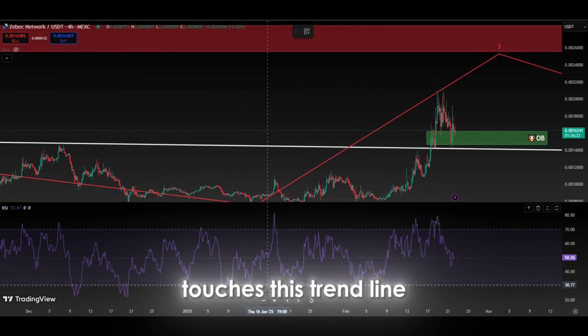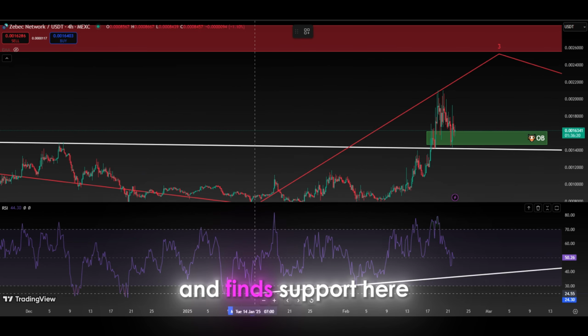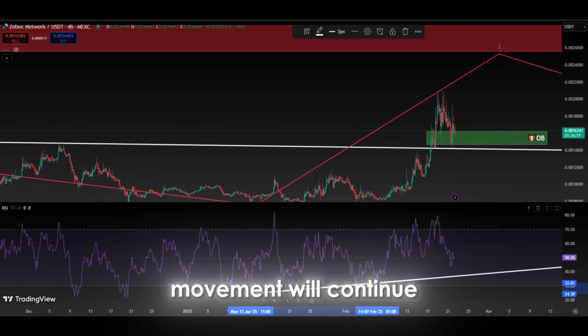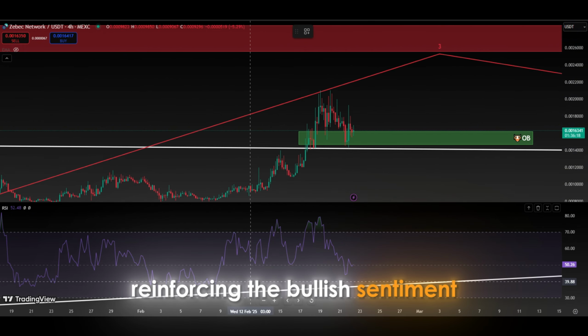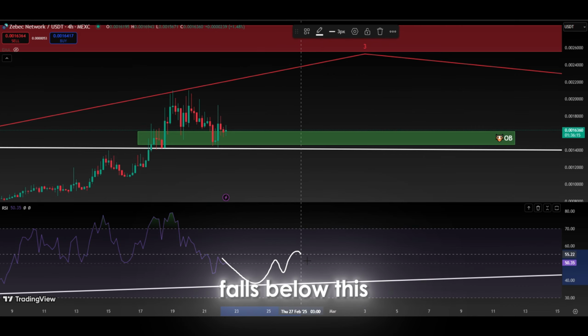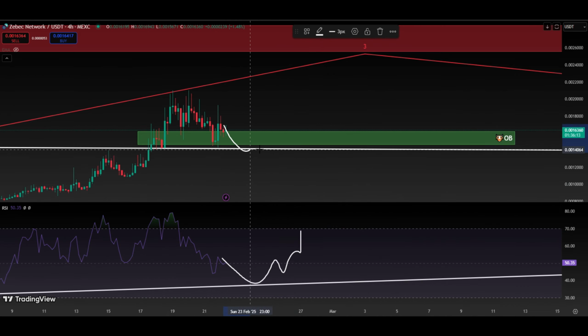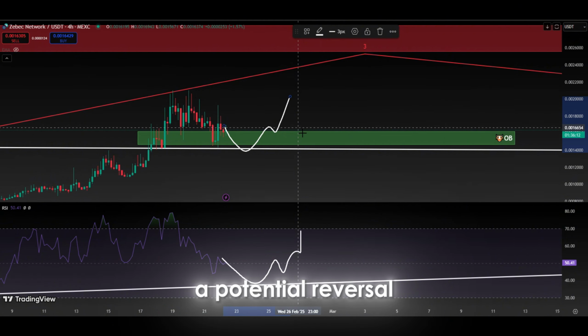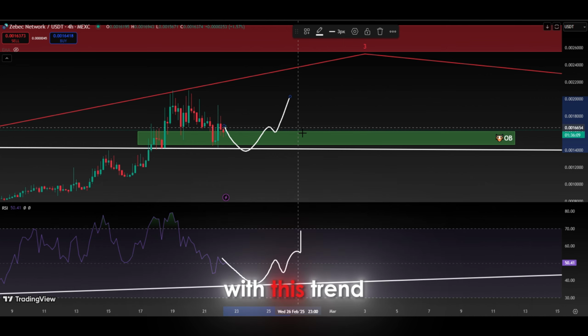If the price touches this trend line and finds support here, it could signal that the upward movement will continue, reinforcing the bullish sentiment. However, if the price falls below this trend line and breaks it, this could indicate a potential reversal or consolidation, so it's important to closely monitor the interaction with this trend line. If the RSI increases, the price is likely to increase as well.